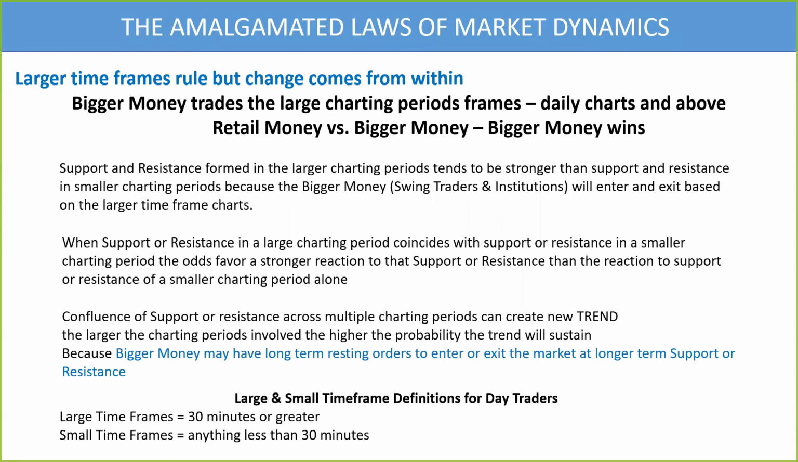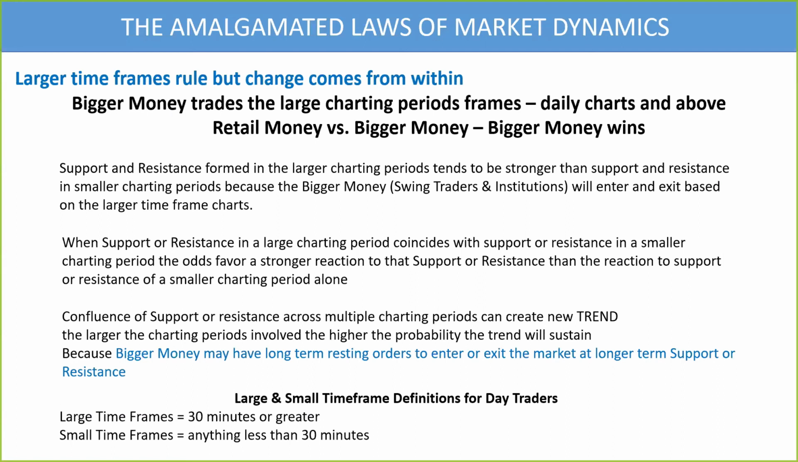The large time frame rules. Who trades the large time frame? The daily, weekly, and monthly charts. We just talked about them, right? Day traders, swing traders, bigger money, like institutions and funds, right? Bigger money trades those time frames. And the goal is to sell high, buy low, sell high. So bigger money will most likely be entering the market long at weekly or monthly support. Anybody disagree? Okay, I'll take that as a no.